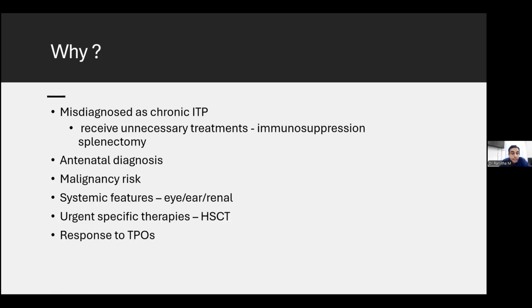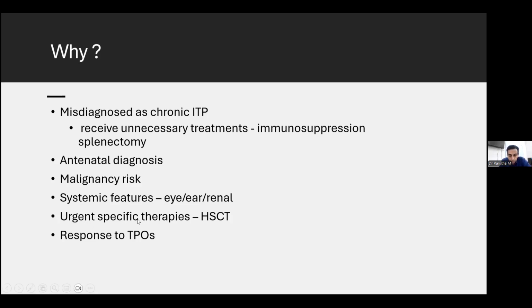Some of these have important clinical implications, like CAMT and the myeloid malignancy predisposition. So I'm sure we would want to give our patients the benefit of an antenatal diagnosis. The malignancy risk has already been brought out today. I already talked about the systemic features. Unless we know it is MYH9, we are probably not going to follow up the other systemic manifestations as carefully as they should be followed.